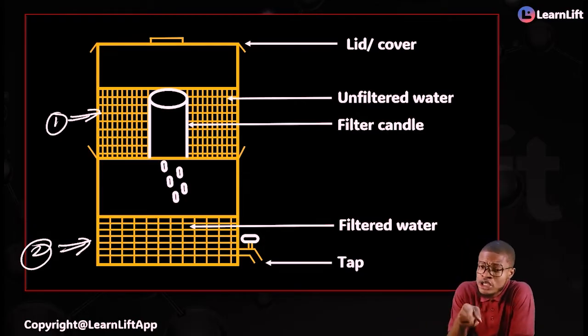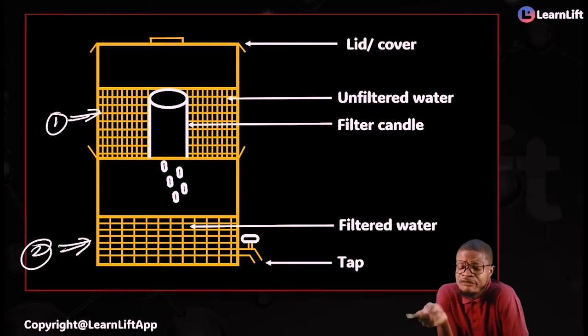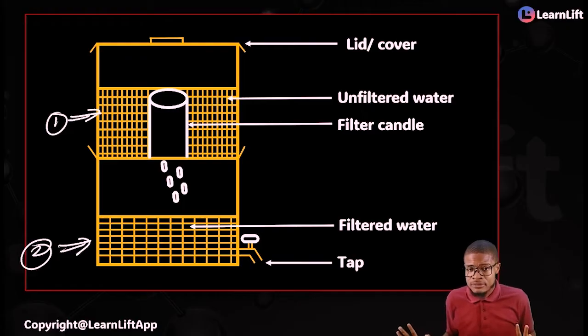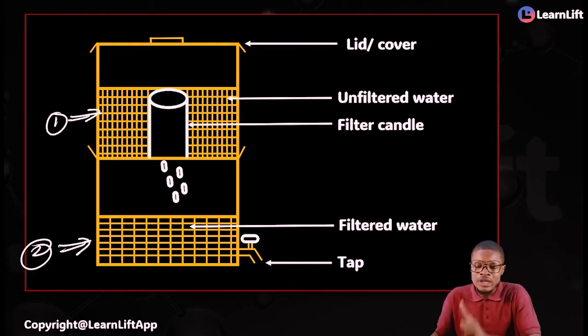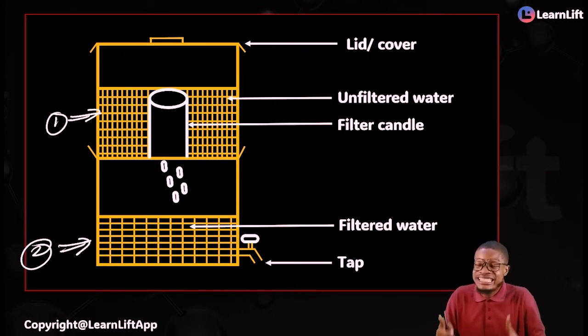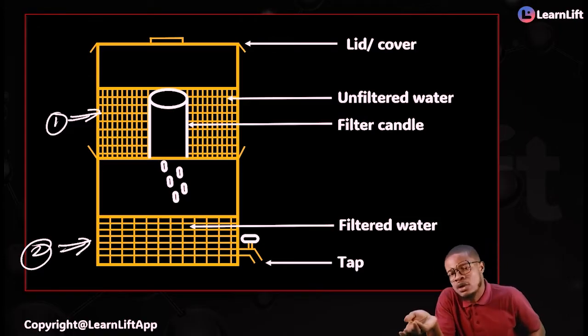So if they ask you to draw this structure in exam, your domestic filter water in WAEC, I'm sure you can draw it very, very quickly. It's very simple, easy, and direct. And you just label it. You can see your lid or your cover. You can see the unfiltered water. You can see the filter candle that will carry out the filtration. And you can see the filtered water. And then you can see your tap where you can open it and then you can collect your water.